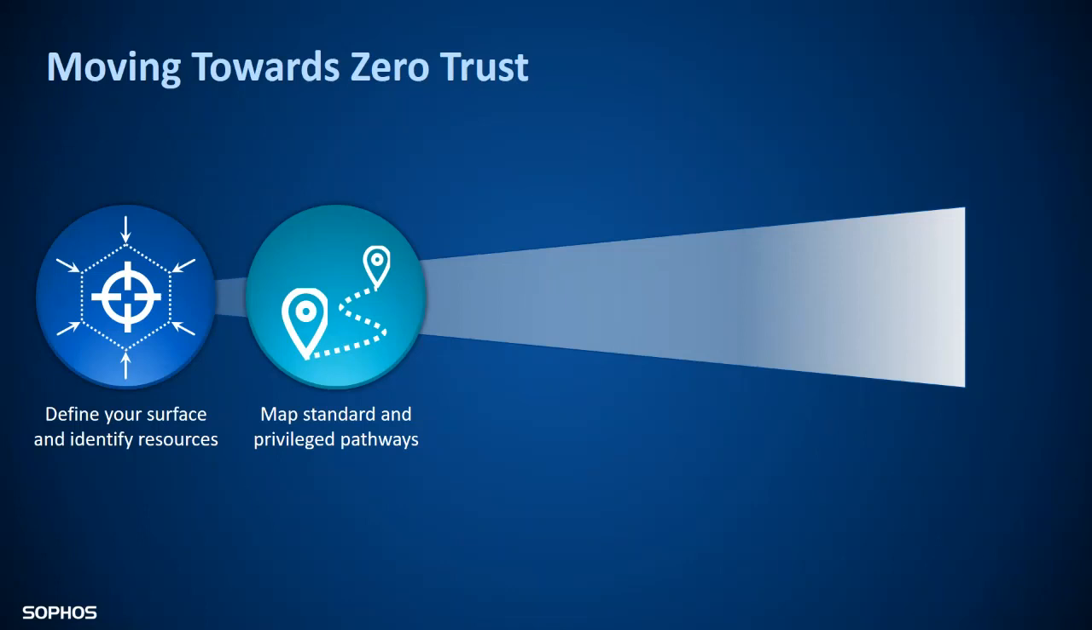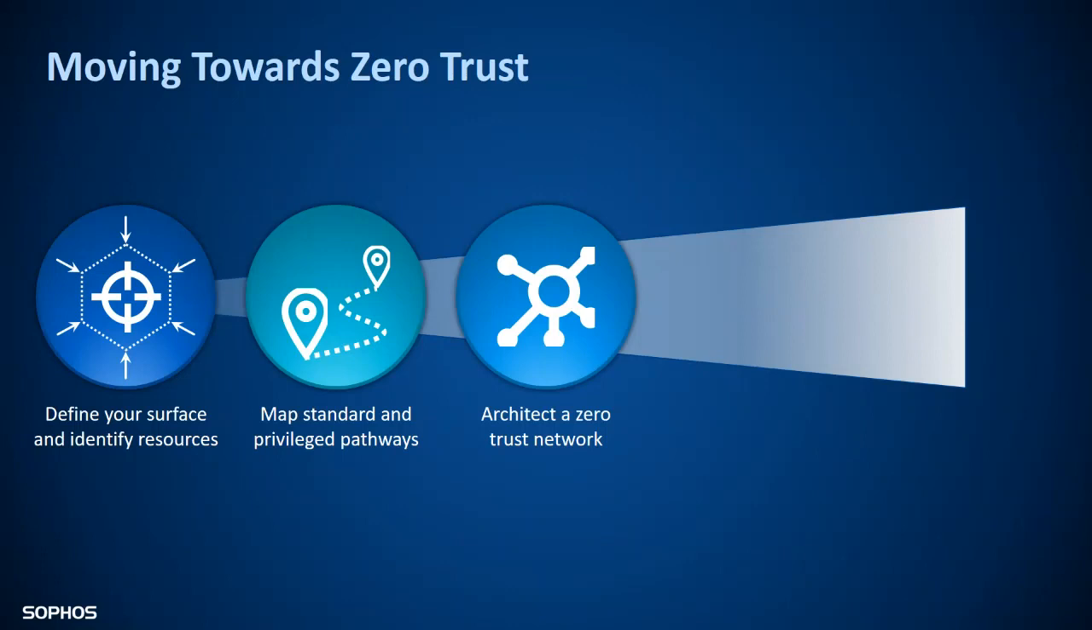Okay, we've defined, we've mapped. Now it's time to architect the zero trust network. Now we know what is in scope and what the relationships are between everything, we can start to apply our new zero trust philosophy to it. Identify which security measures and access controls we want to apply and where. What technology will best mitigate which risk, and so on.